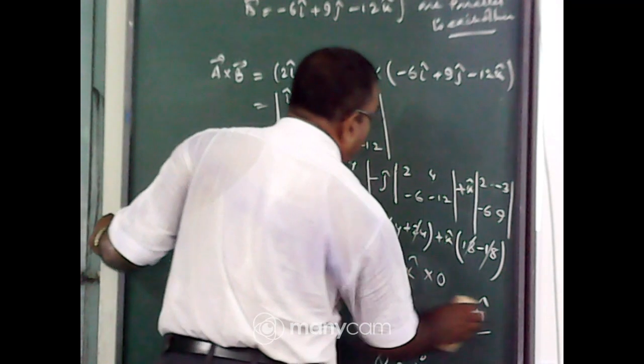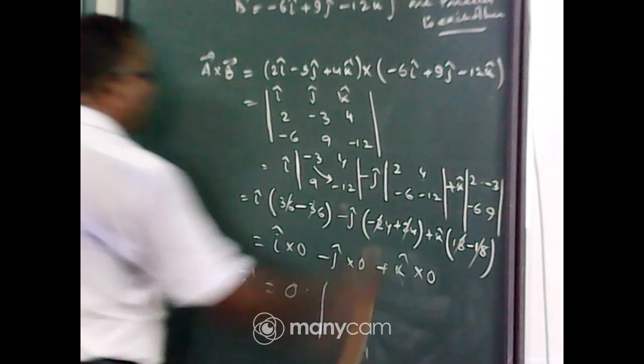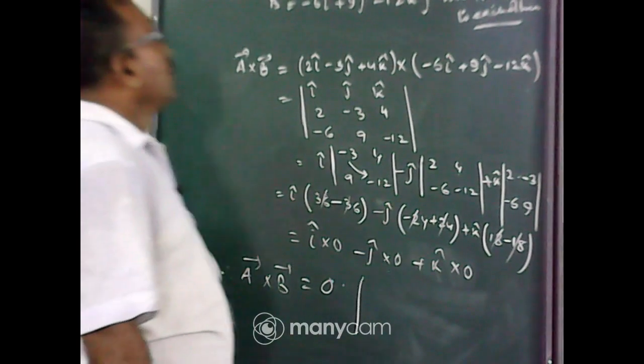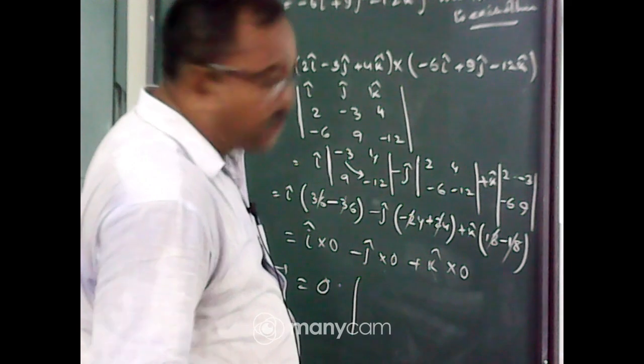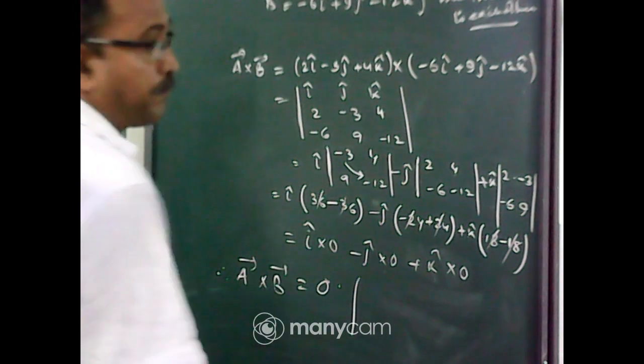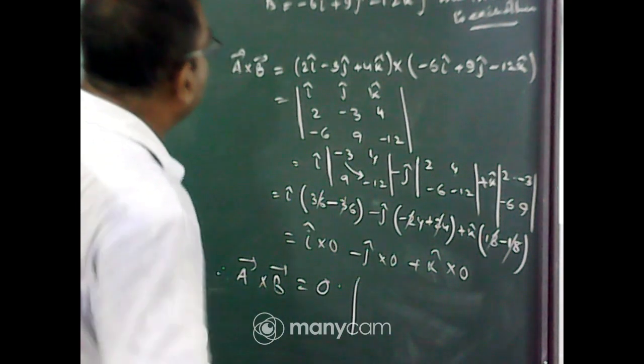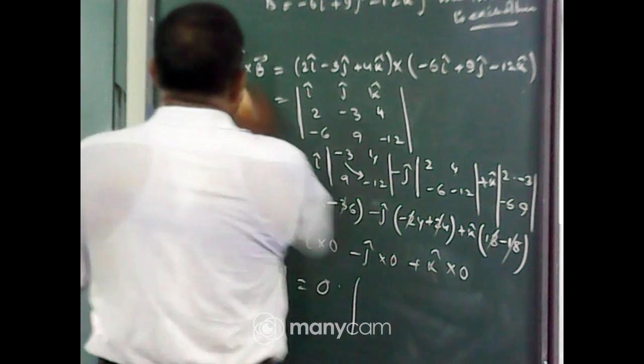2 numericals for the cross product and 2 numericals for the dot product already completed in the class. So the next part of this chapter, the last part of this chapter, is the projectile motion. Now we start the projectile motion.